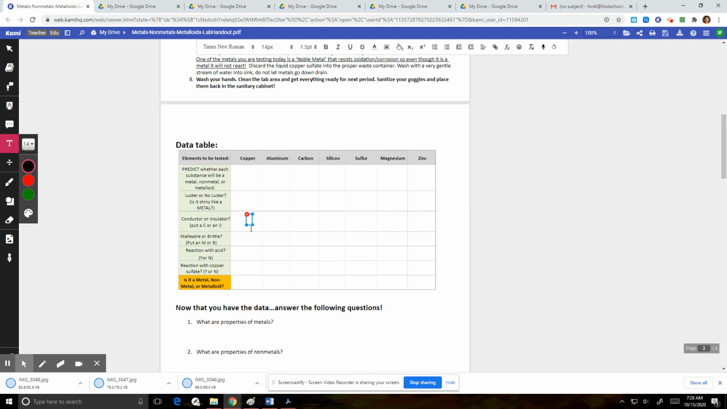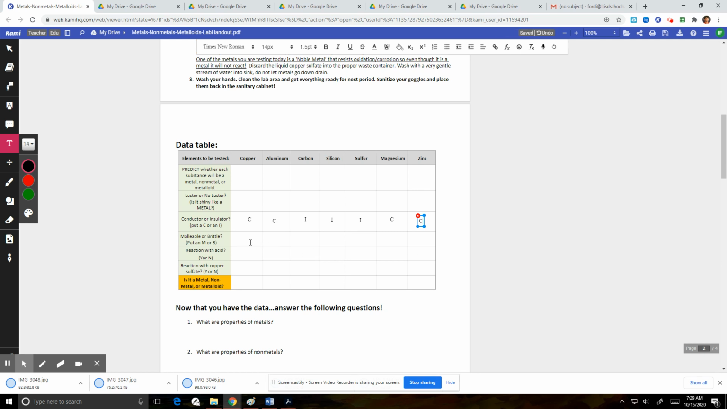What you will have inside of your lab here, and I will go through the samples with you, is that we would say that yes, copper will conduct electricity. For aluminum, aluminum also is a conductor, so you'd put a C here for aluminum. Carbon does not conduct electricity, so we would put an I for being an insulator. Silicon does not conduct electricity very well, so we would put an I here. Sulfur also does not conduct electricity. We put an I here. Magnesium does conduct electricity, so we would put a C for being a conductor. And then zinc also does conduct electricity. We would put a C there for being a conductor.